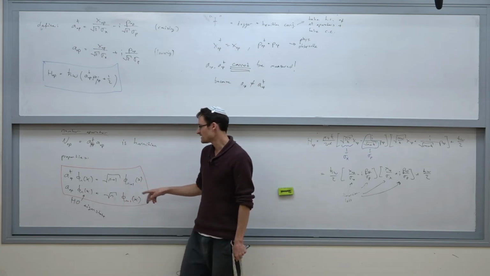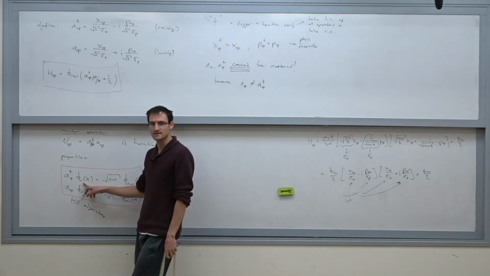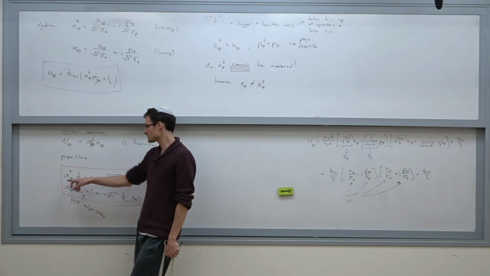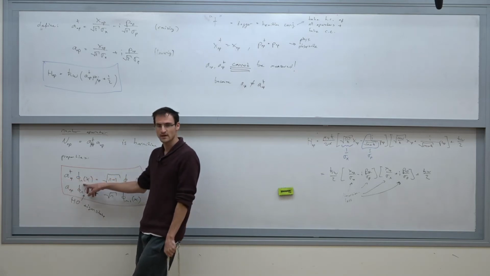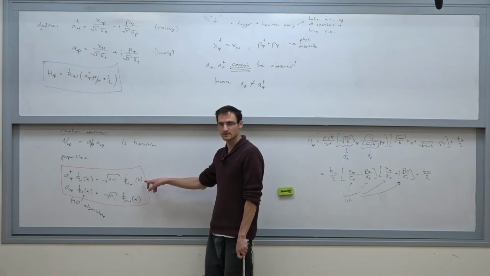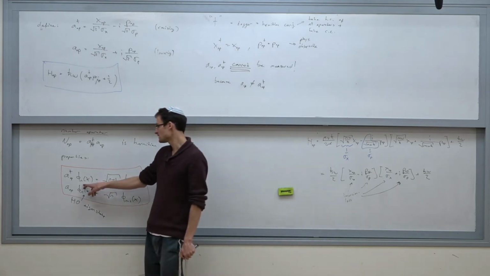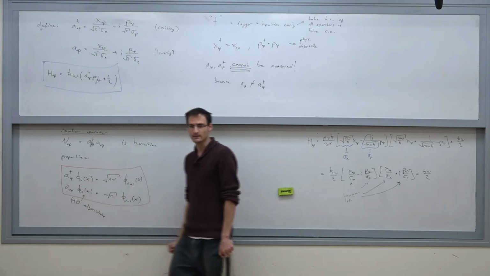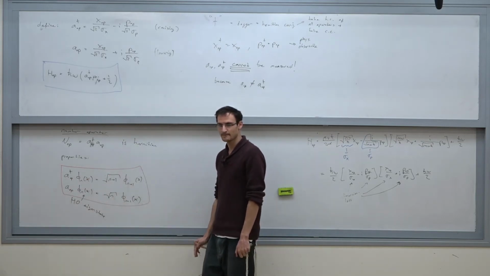This also shows you that the phi n's are not eigenstates of A and A dagger, because when you act with A dagger on phi n, you do not get phi n, you get a different function. So this shows you that phi n are not eigenstates of A and A dagger. Okay?